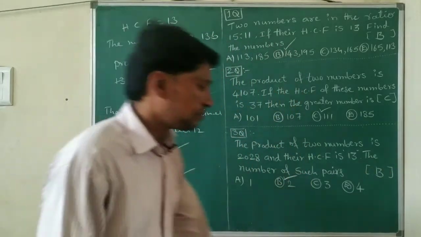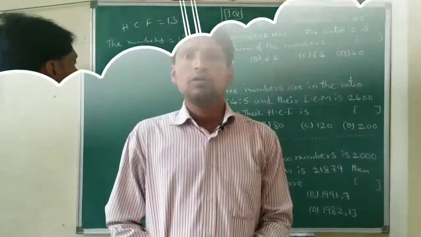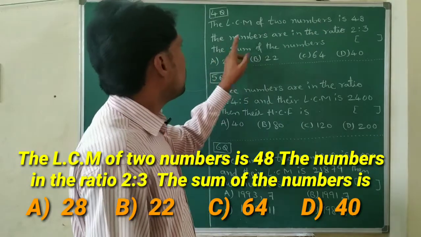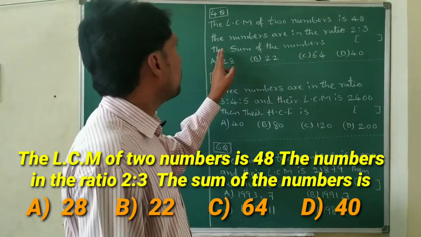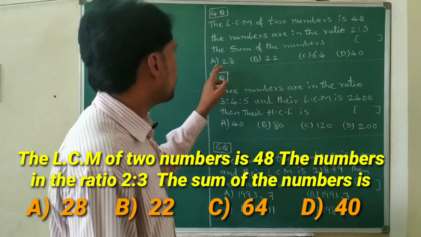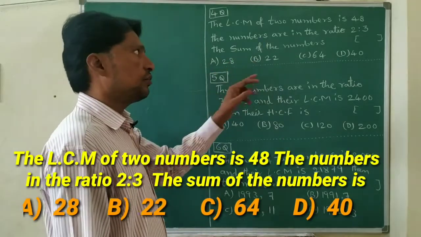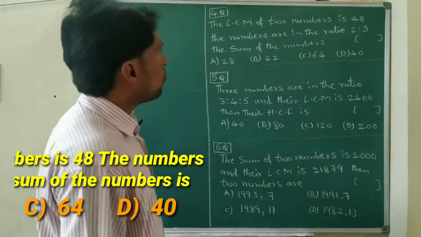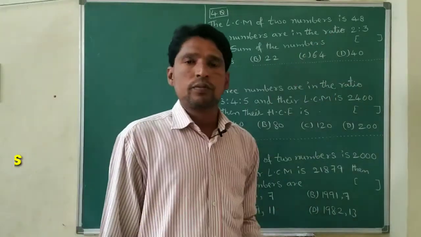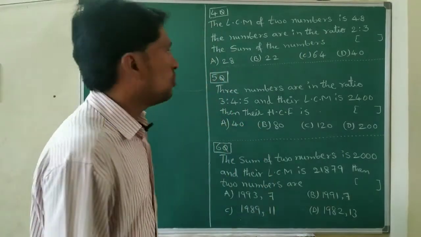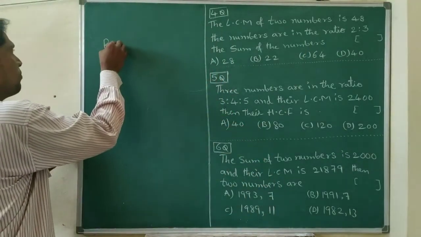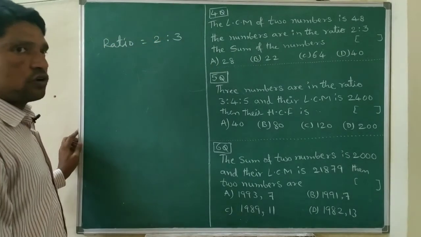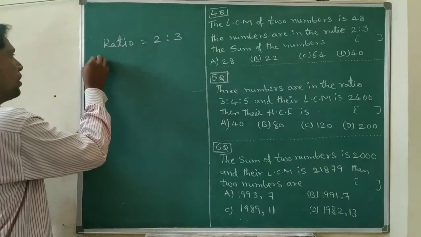Next, question number 4. The LCM of two numbers is 48. The numbers are in the ratio 2:3. The sum of the numbers? Options are A 28, B 22, C 64, D 40. So here the ratio of numbers is given, and the LCM is also given. The ratio of the two numbers equals 2:3 is given.